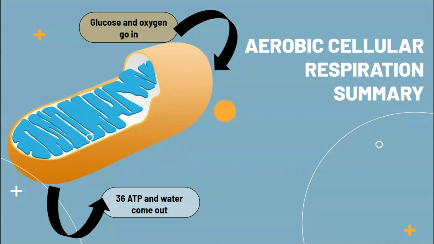Quick explanation. We just went over aerobic cellular respiration. This is where we put glucose and oxygen in, and we get 36 ATP and water coming out. The 36 comes from, we had 30 from ETC, and then we had the other ones coming from glycolysis and from Krebs cycle.